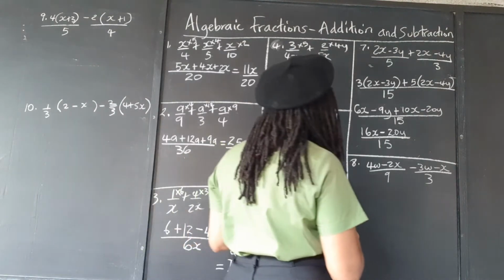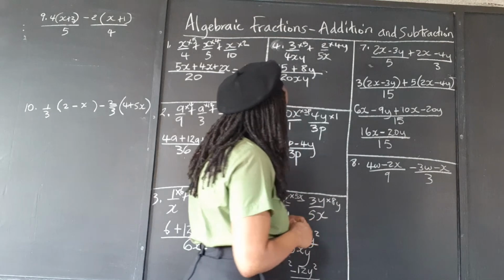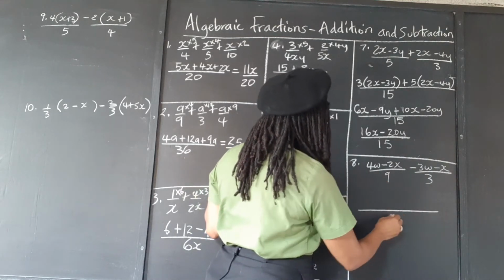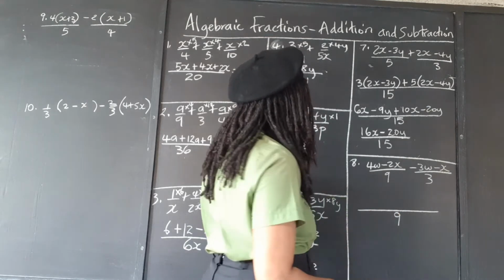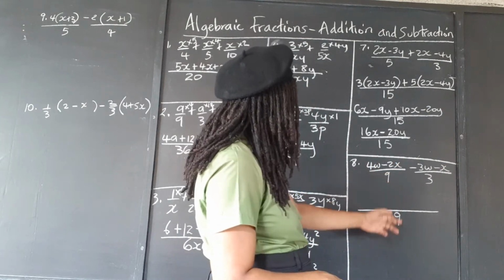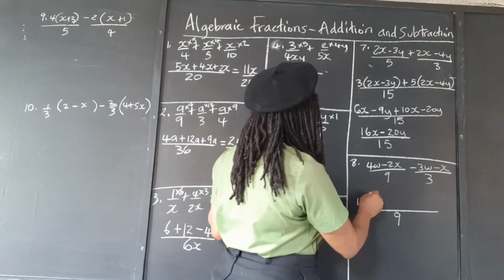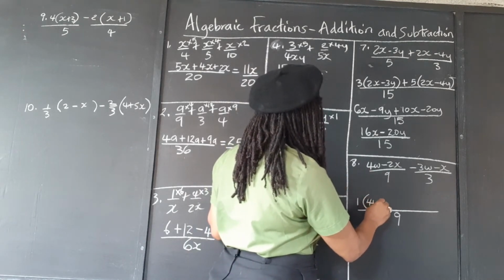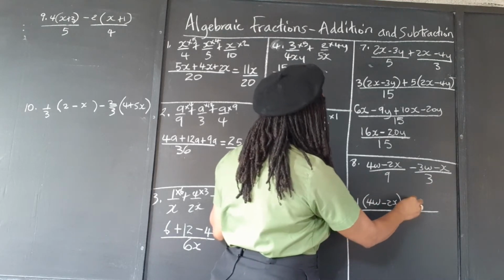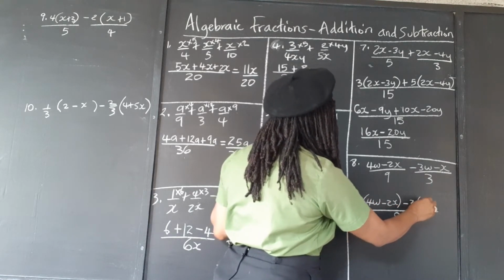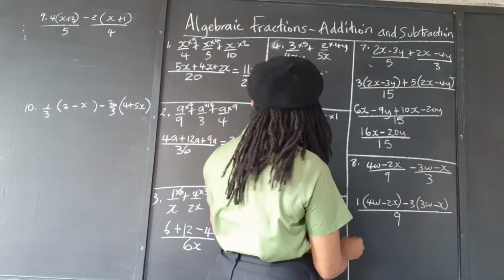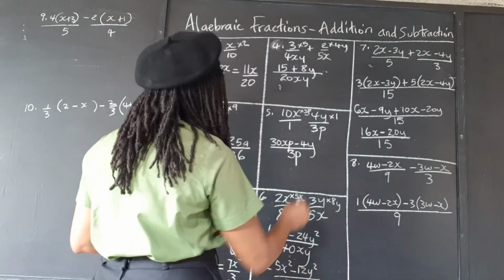Alright, so now we're at number 8. So the LCM of 9 and 3 would be 9. Again, we're going to bracket these after we divide. So 9 into itself once. 3 into 9, 3, and we bracket what was there already. Now we're going to expand the brackets.